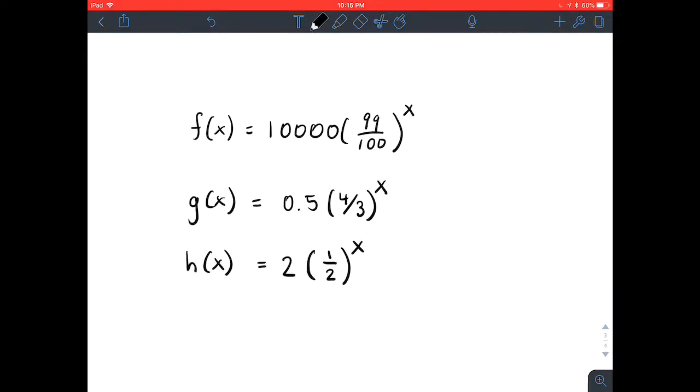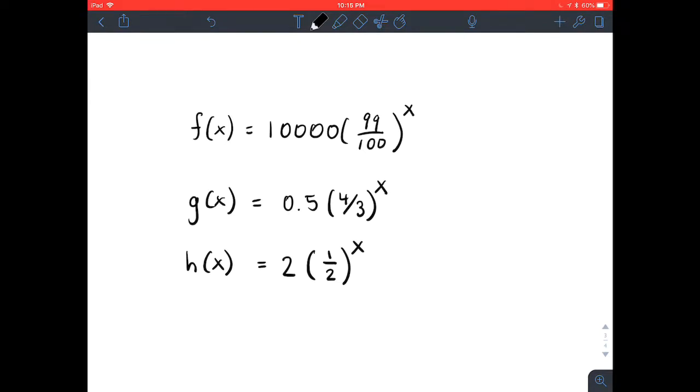For the last part, you're simply asked to rank these in order from biggest to smallest. Specifically what that means is, in terms of long-term behavior, which of these functions will eventually win? Which of these functions will eventually take over all the others? And then we need to rank them in order of size. So it doesn't really matter which one has the biggest y-intercept, for example. That doesn't matter. What matters is the long-term behavior.